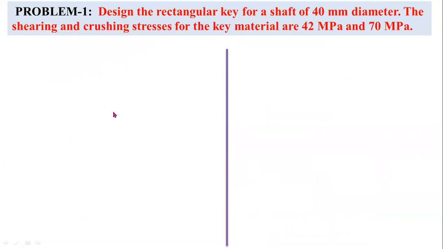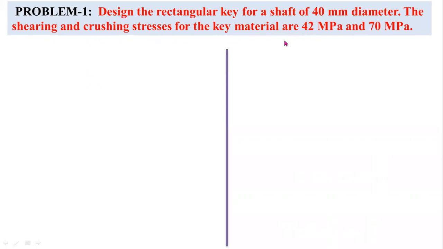This is an example problem. The question is: design the rectangular key for a shaft of 40 mm diameter. The shearing and crushing stresses for the key material are 42 megapascal and 70 megapascal. This is the given question.